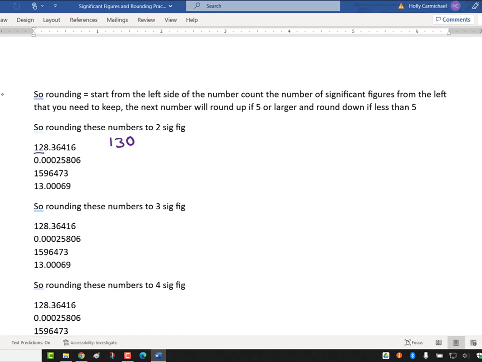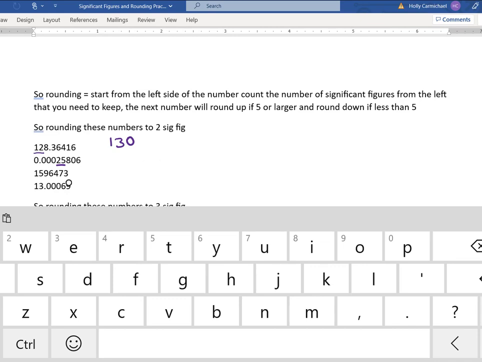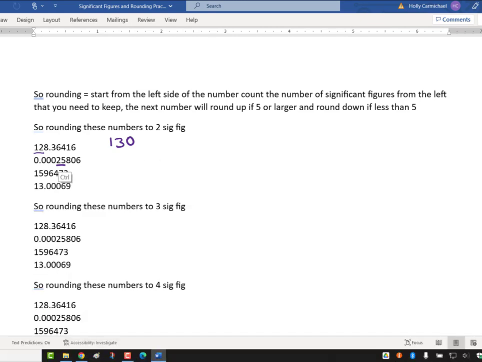So here, I go along. Remember, these zeros out front are not significant. I'm going to keep them, but they're not significant. The first 2 significant figures I get to is the 2 and the 5. Again, the next number is an 8. And so that means that 5 becomes a 6. I do have to keep those zeros, so 1, 2, 3, 2, and 6.